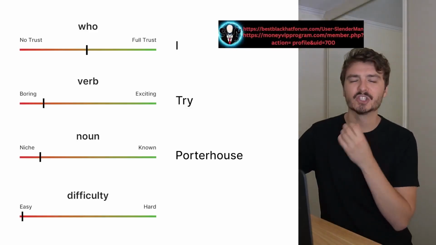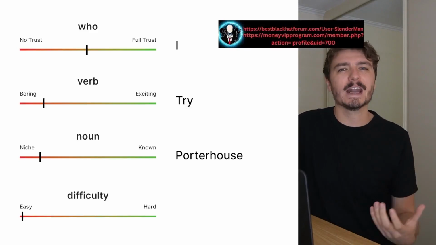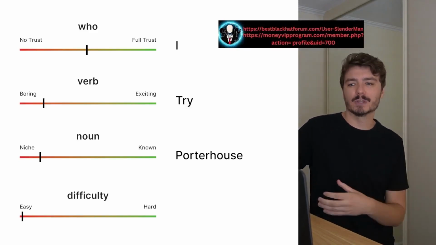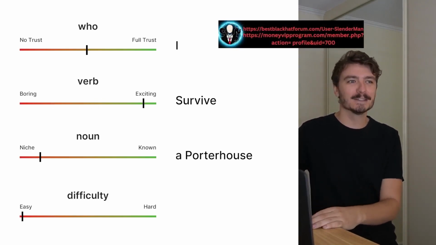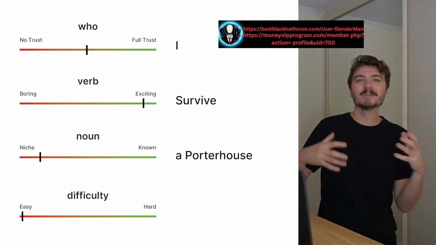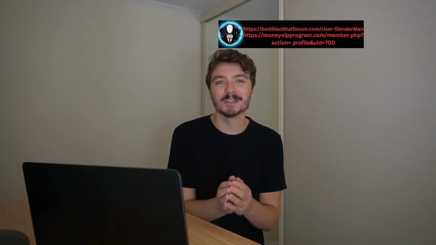Right now, the verb is try. I try porterhouse. You're just tasting porterhouse. That's not that exciting. So how can we make that more exciting? Maybe it's survive, for example. So I survive a porterhouse. That sounds more exciting. That sounds more like a challenge. And remember, with entertainment, we are watching someone overcome a challenge. We're watching a hero's journey.